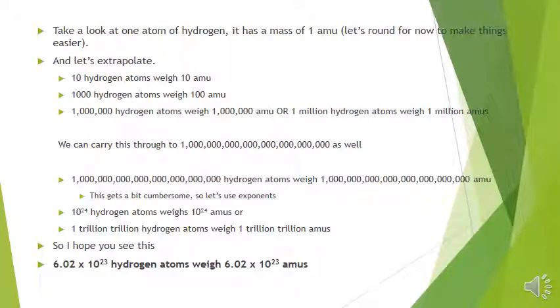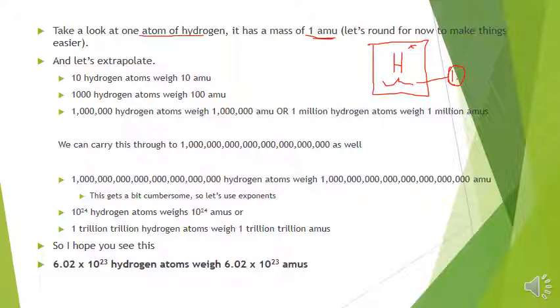Okay, so let's take a look at how the mole relates. If I have one atom of hydrogen, it has a mass of 1 AMU. Remember, when you look at the periodic table, you can figure out its atomic mass. The number up here is the number of protons. The number down here is the average atomic mass. For hydrogen, it's 1.0000 something, and just for convenience we round that number to 1. AMU stands for atomic mass unit, so that's the unit for atoms.